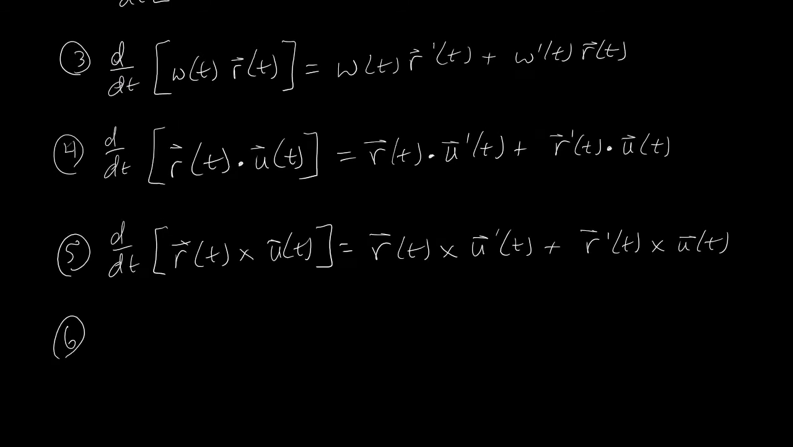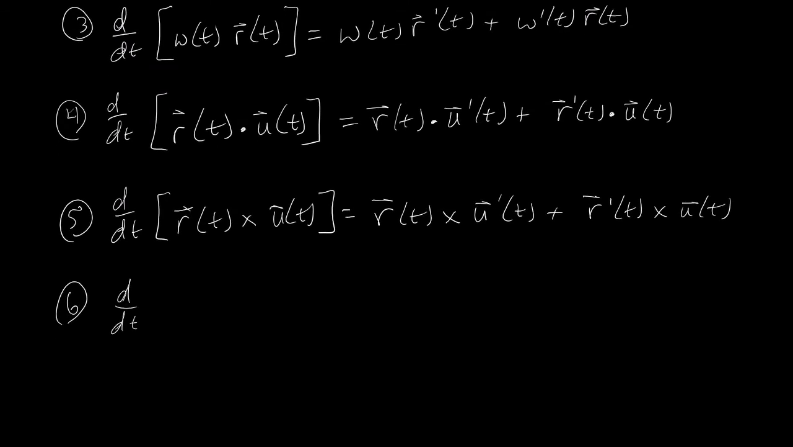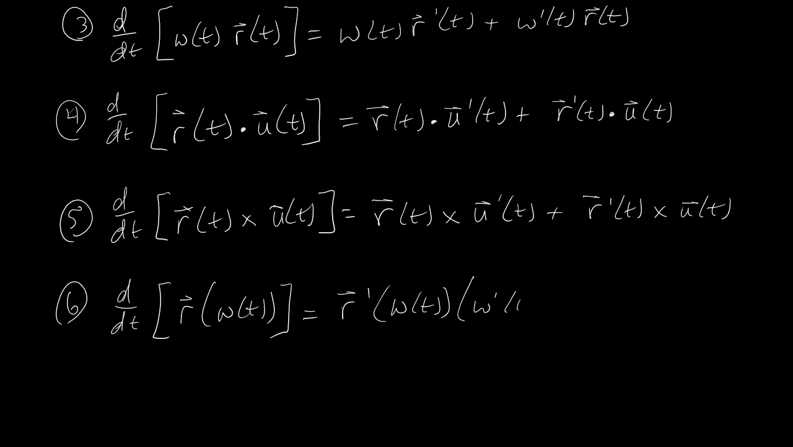Number 6, d dt of r of w of t. Okay, so here we have the chain rule happening. That's going to be equal to r prime of w of t times w prime of t. Now from Cal 1, we're used to writing a dot for the chain rule, or at least I am, but make sure that we don't write dots here because the dot with vectors implies a dot product, but you can't have a dot product with a vector valued function and a regular function. It only works if you've got 2 vector valued functions or 2 vectors.